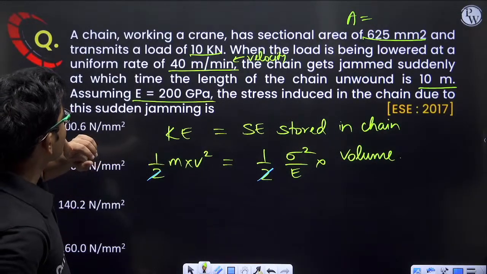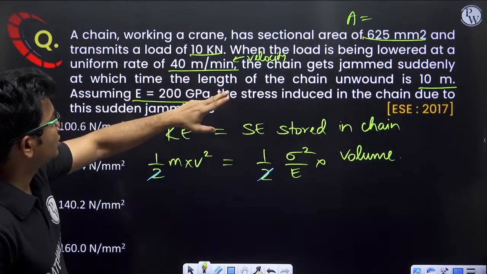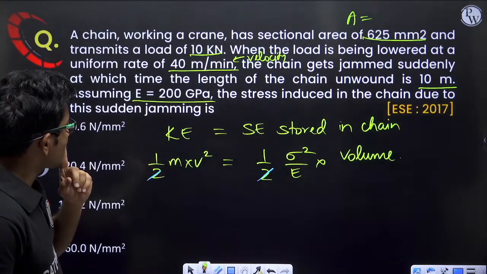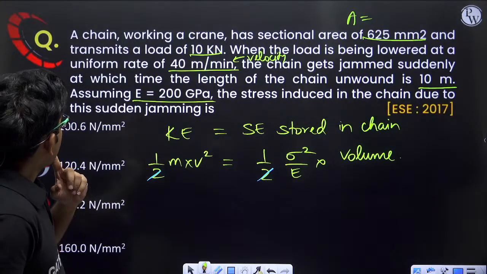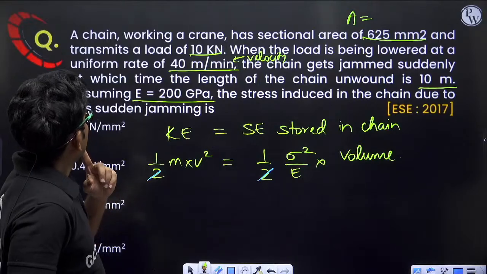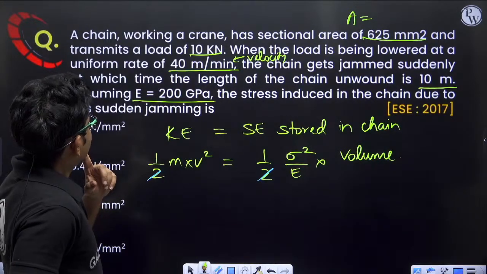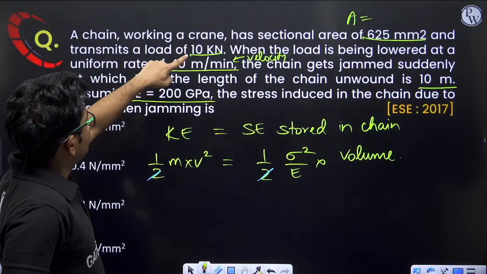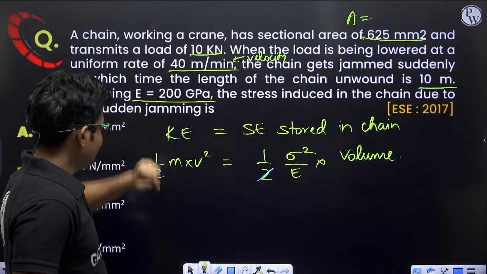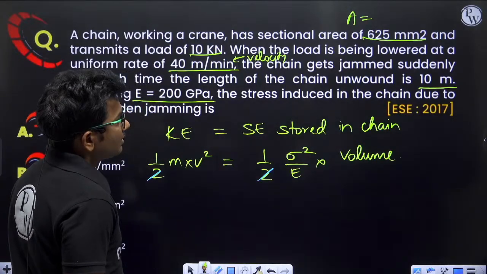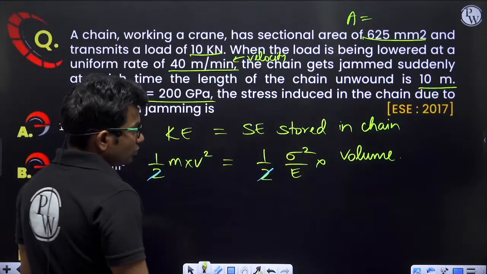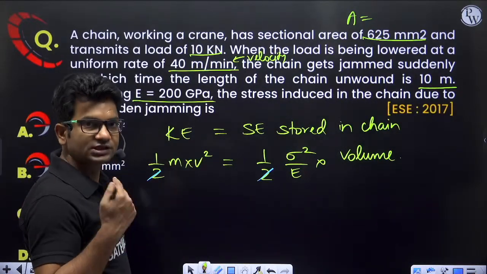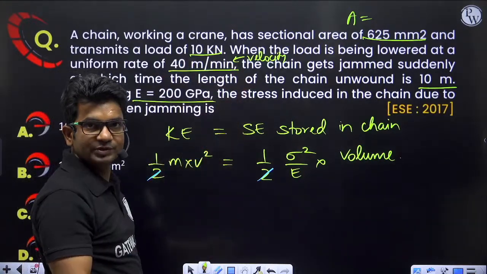Now mass. Chain working has a cross sectional area this, transmits a load this, load is lowered at the rate this. How can we calculate mass? For kinetic energy, whatever is the weight that we have to consider. 10 kilonewton was the weight. So mass of chain is not considered here. Chain is considered as massless. Whatever was the weight that was being lowered, that we have to consider.